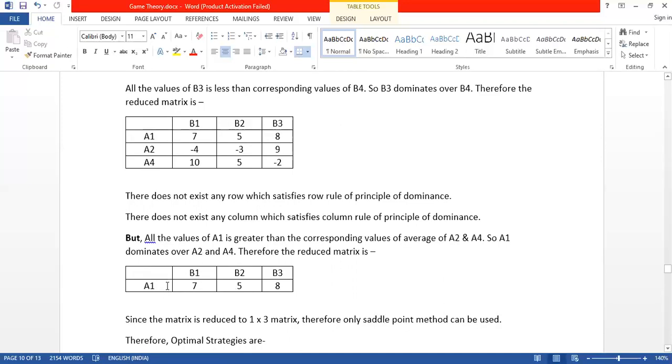Now see, for saddle point, what we used to do is take the minimum of each row, so it is 5, and the maximum of the minimum, then again it is 5. For each column, we will be taking the maximum, so it is 7, 5, 8, and the minimum of the maximum is 5. So 5, 5 are equal. That means 5 will be chosen. A will apply strategy A1, B will apply B2, and the value of the game will be 5. Right? So these are two different special cases which can appear during the solution of a game theory problem.